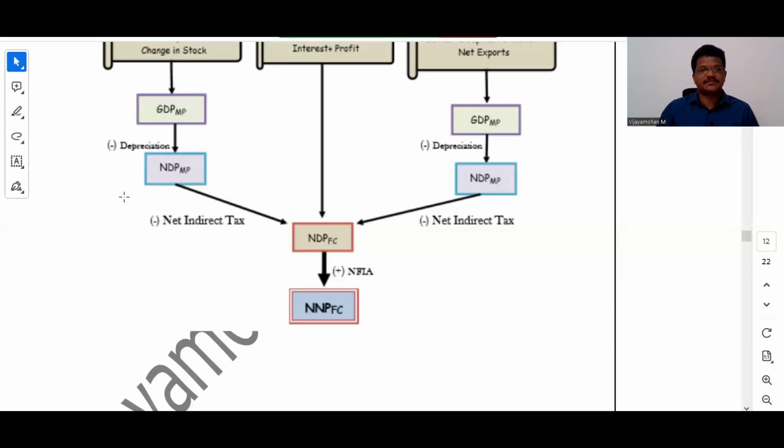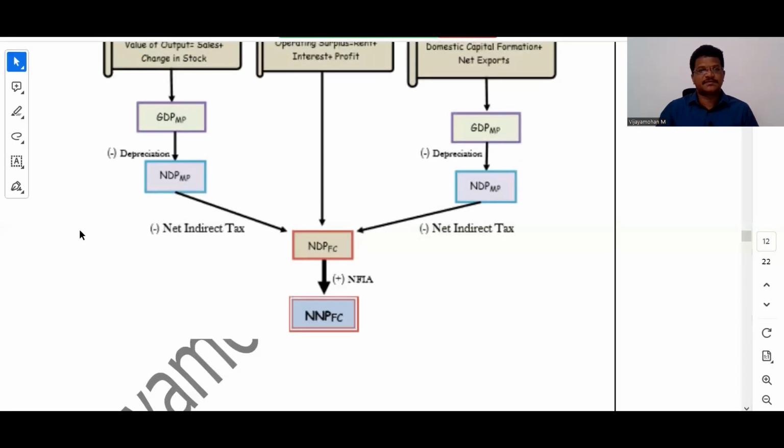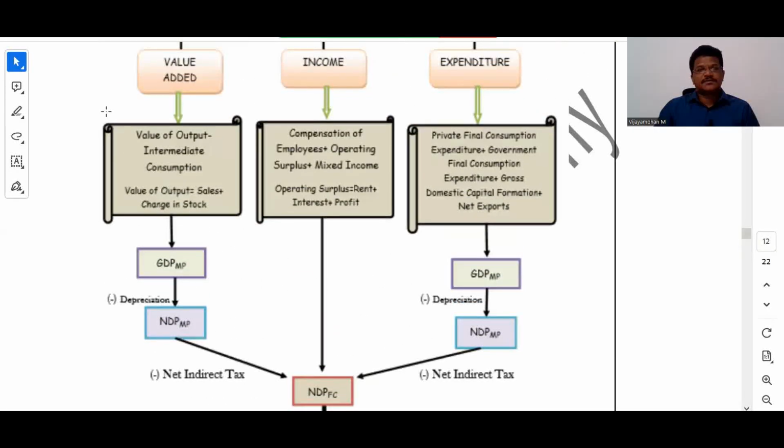And same thing you can just see. Just give me some time. The second component is the income method. What are the components in the income method? Compensation of employees, operating surplus, mixed income, right? And operating surplus here is rent plus interest plus profit, right? And you know that compensation of employees includes wages, salaries, benefits. So from this, if you calculate the aggregate, you will get net domestic product.